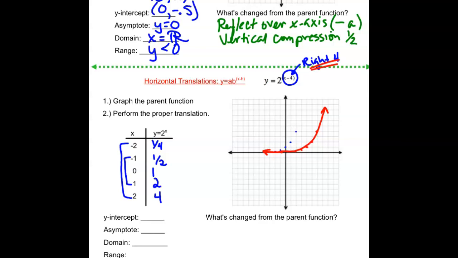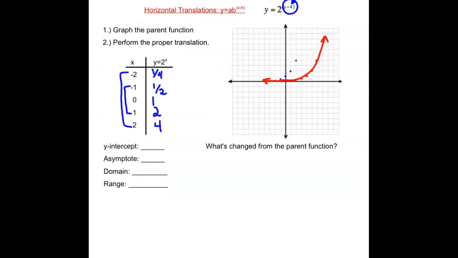Okay, so what has changed? Our x minus h is going to shift it left or right. In this case, it shifted it right. If it had been x minus a negative value, so that would have turned into x plus 2, then we would have gone to the left. Okay? That caused our y-intercept to change.